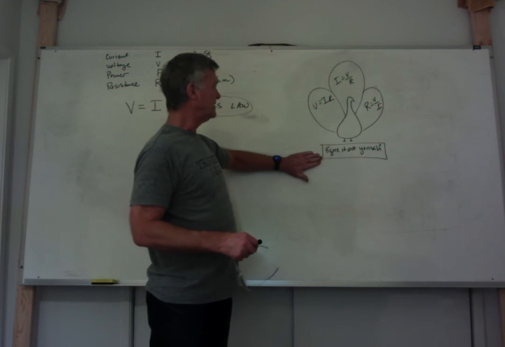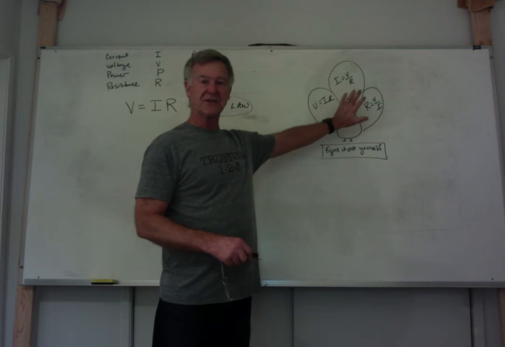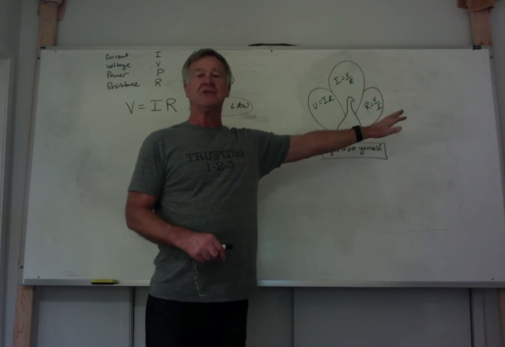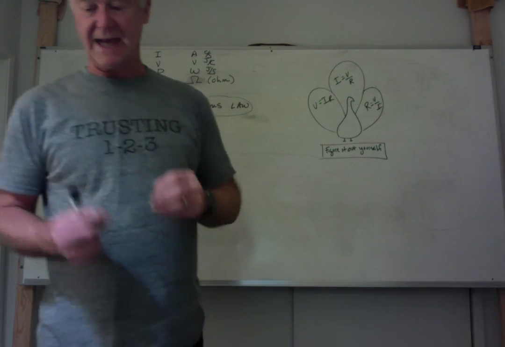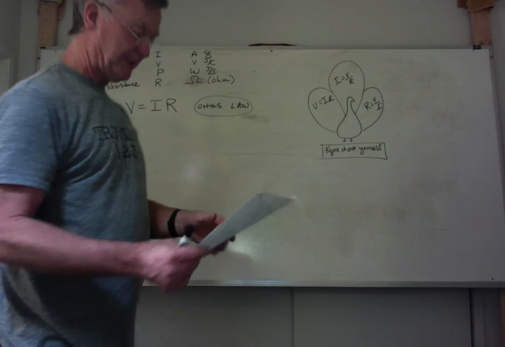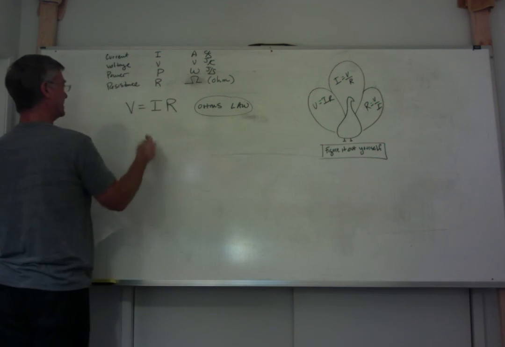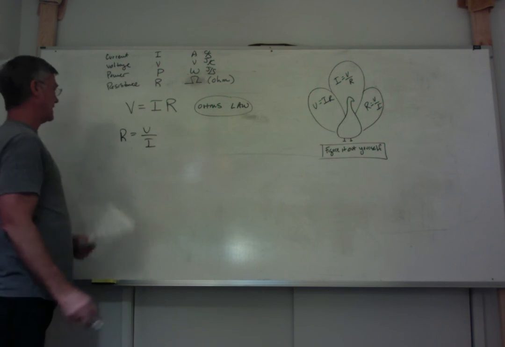But what's interesting to me about this picture, and the only reason I show it to you, is this is such an important equation that that's the one that Jay chose. If you know V equals IR, everything else flows from that. So what will happen is this. If you know the voltage and the current, that's what resistance is. It's a relationship between voltage and current.